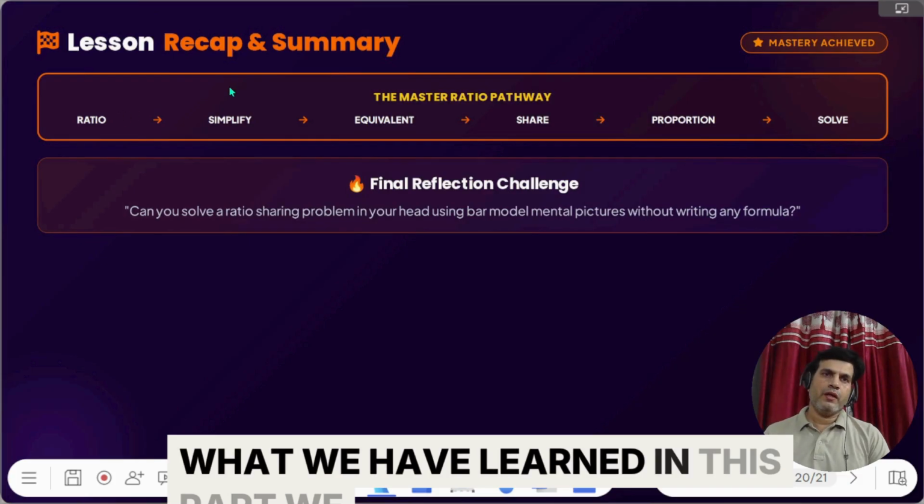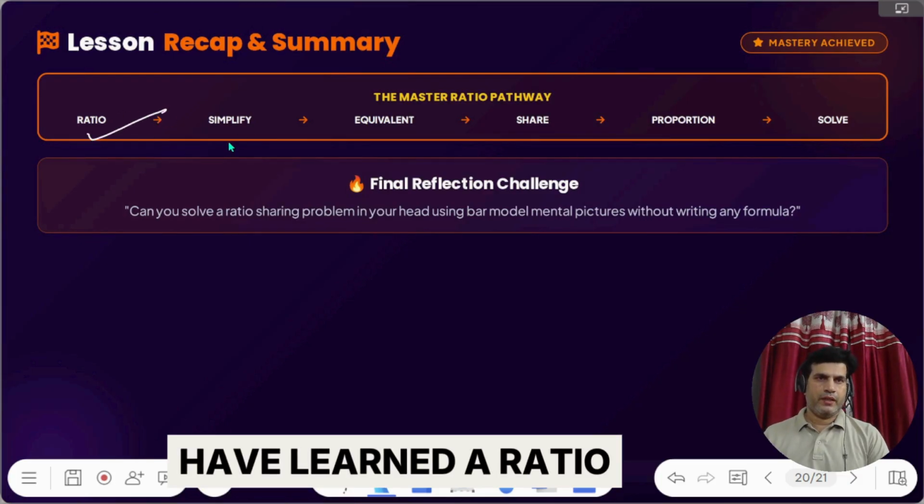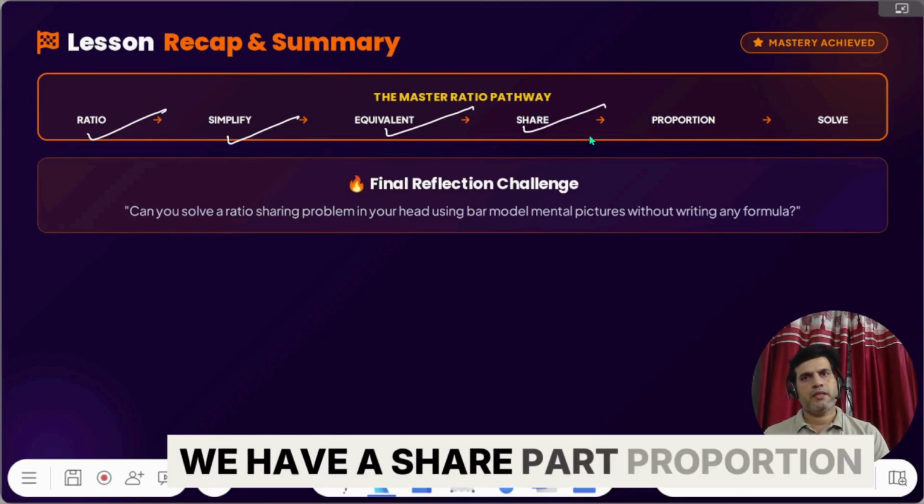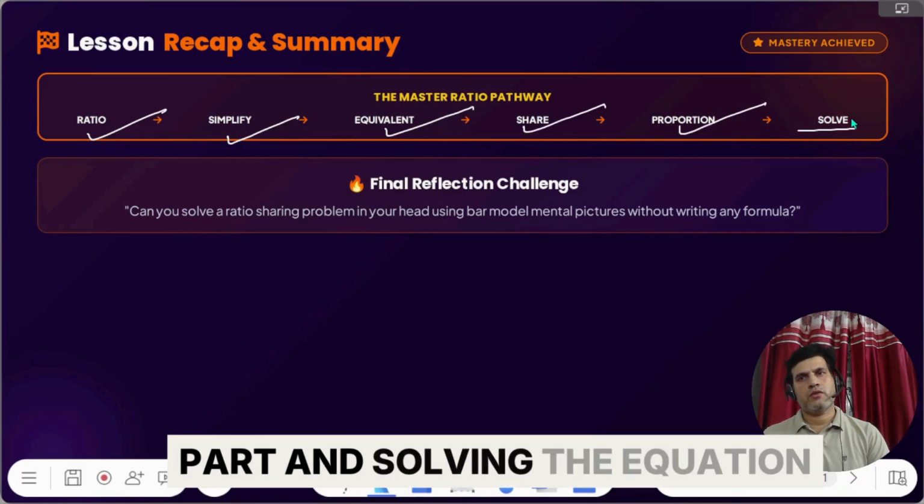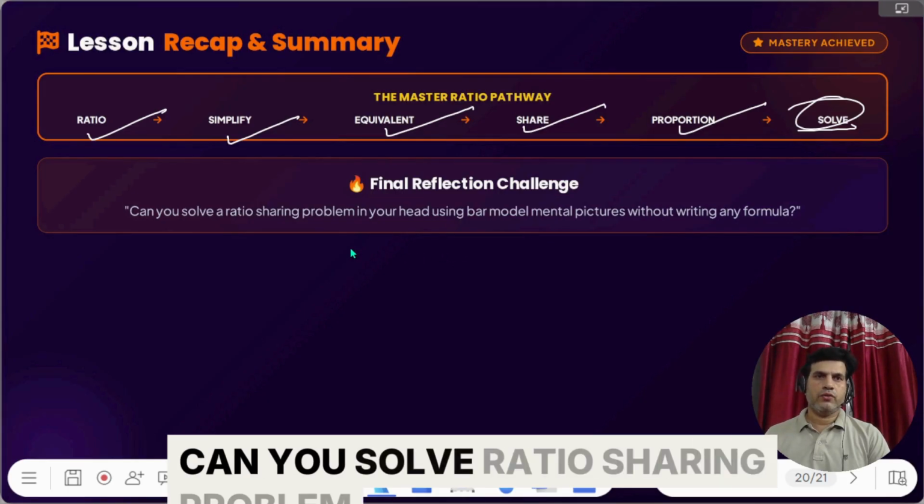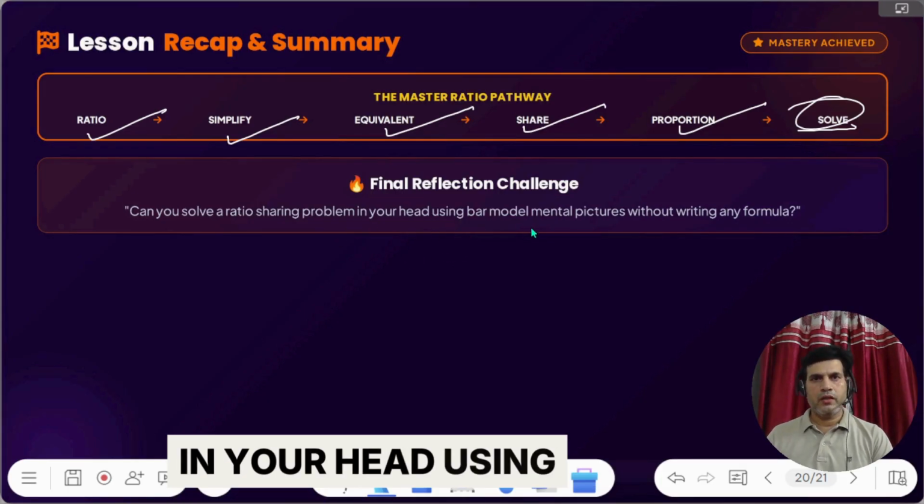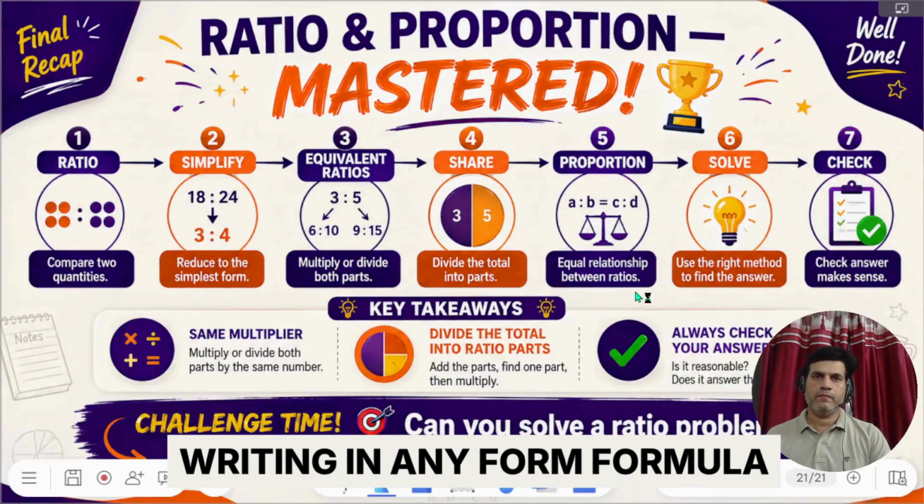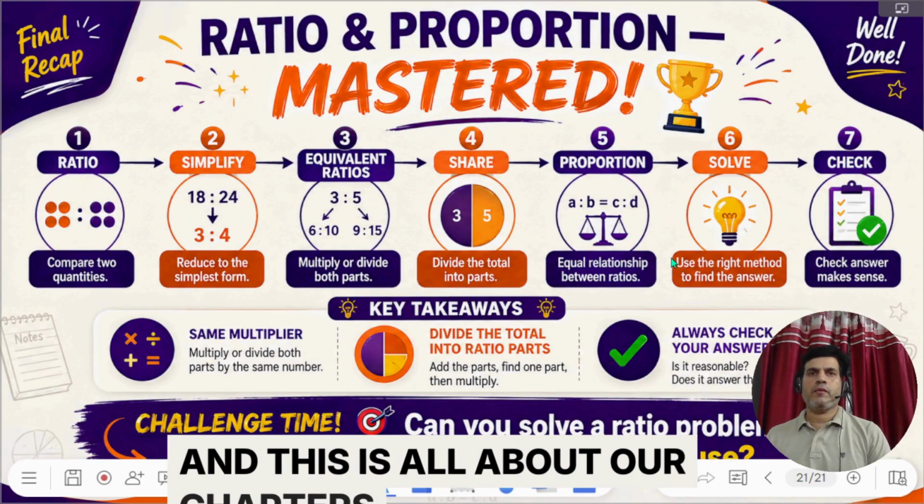So what we have learned in this part: we have learned ratio, then simplifying the ratio, equivalent ratio, then share part, proportion part, and solving the equation and missing number. So final reflection: can you solve a ratio sharing problem in your head using the bar model mental picture without writing any formula? And this is all about our chapter.